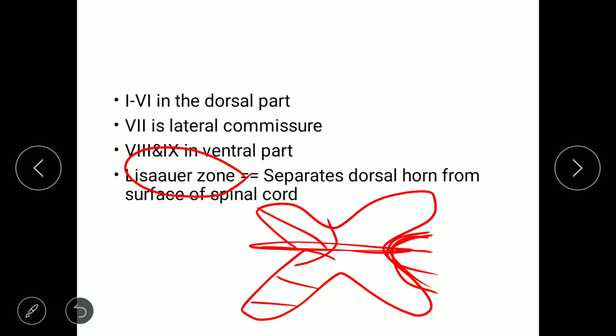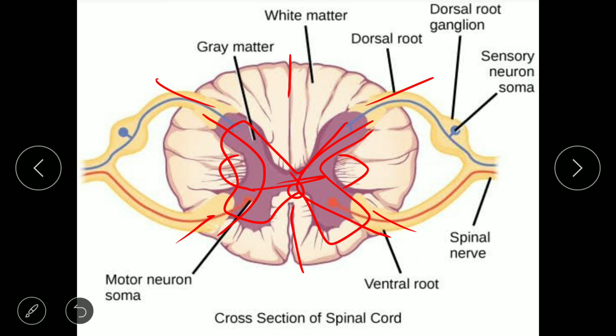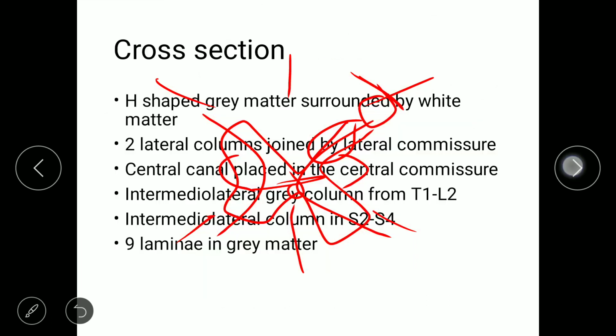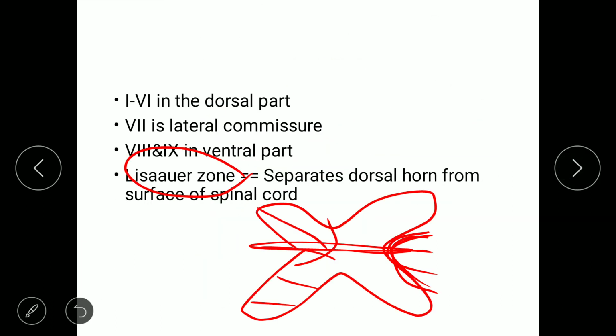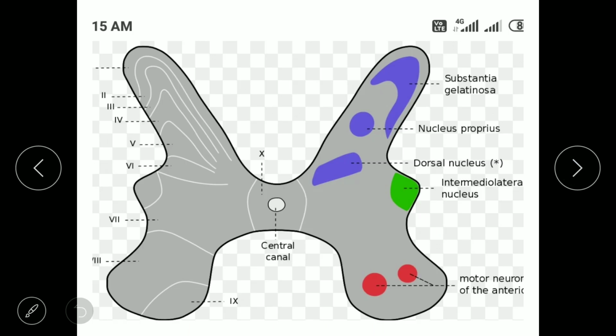There is a special zone called the Lissauer zone. Actually the spelling is wrong here; it is Lissauer zone. And this part is the dorsal column. This is the dorsal surface of the spinal cord. So it is an area of white matter between the dorsal horn and the dorsal surface of the spinal cord. This region is called the Lissauer zone. It separates the dorsal horn from the surface of the spinal cord. So here you can see the 9 laminae, and the central one is called the 10th lamina in some textbooks as well as in some websites, but as per our textbook, it is 9 laminae.